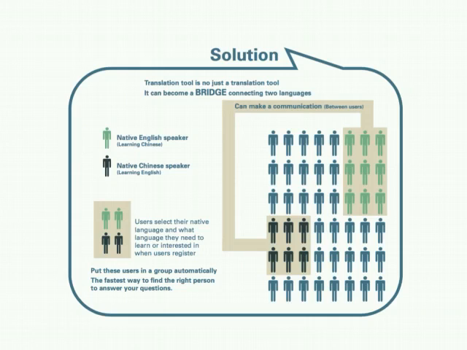So after this, the translation tool is not just a translation tool, it can be a bridge connecting two languages. For example, a native English speaker who is learning Chinese and a native Chinese speaker who is learning English. When these users create an account, the application will put these users in one group automatically, and all of these users are able to ask questions in this group. So this is a fast way to find the right person to answer the questions.